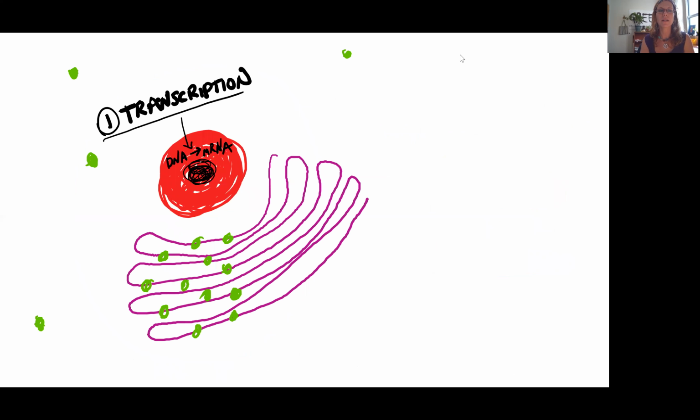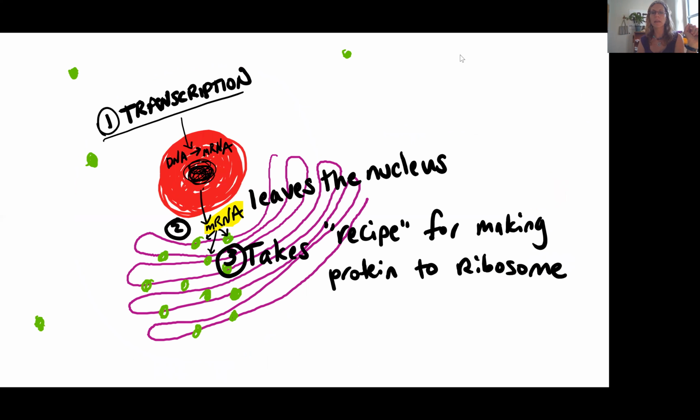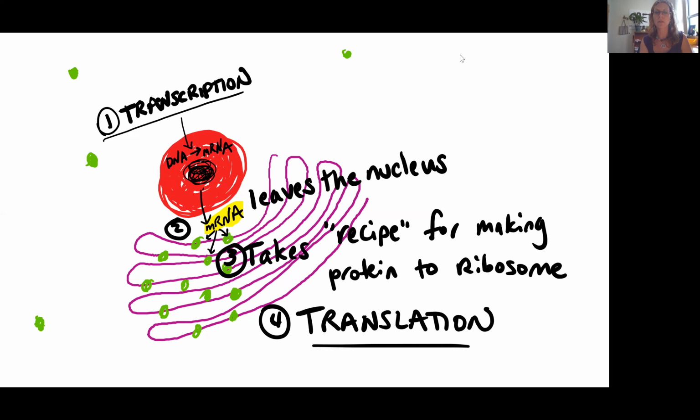Okay, so let's look at the big picture here. We talked about the process of transcription, which is starting with DNA and then making that into an mRNA, happening inside the nucleus. What we see is that the mRNA will actually leave the nucleus and carry the recipe for making the protein to that ribosome. At the ribosome, that's actually where the protein gets made.